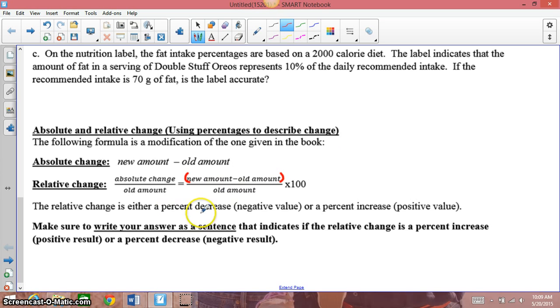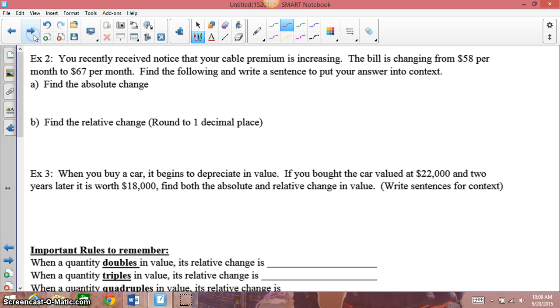Relative change can be a percent decrease, which in terms then it would be a negative value, or it could be a percent increase, making it a positive value. So let's flip it over so you can see what one of those looks like. It's here in example 2. This happens quite often. You got your cable bill premium is increasing. It says the bill is changing from $58 a month to $67 per month. We want to find the absolute change and the relative change, and then we're also going to write a sentence to put it in context.